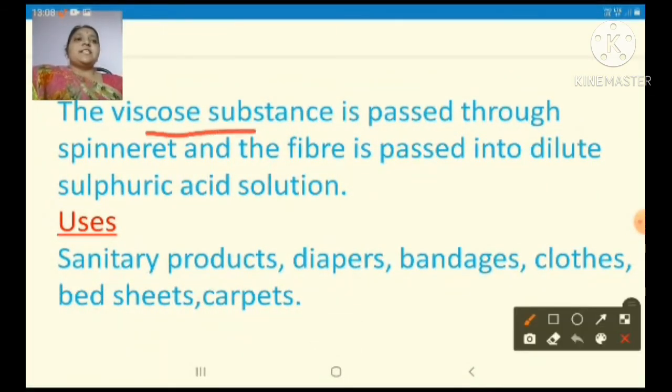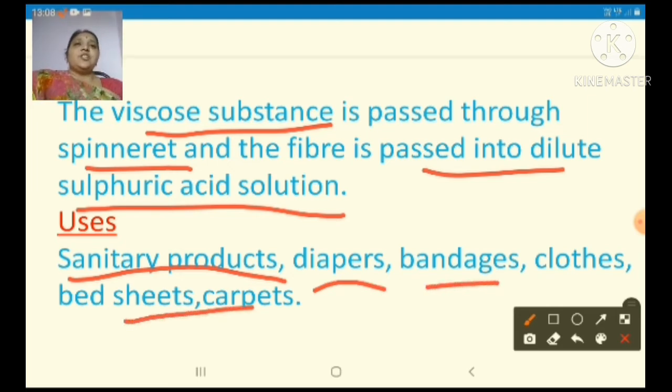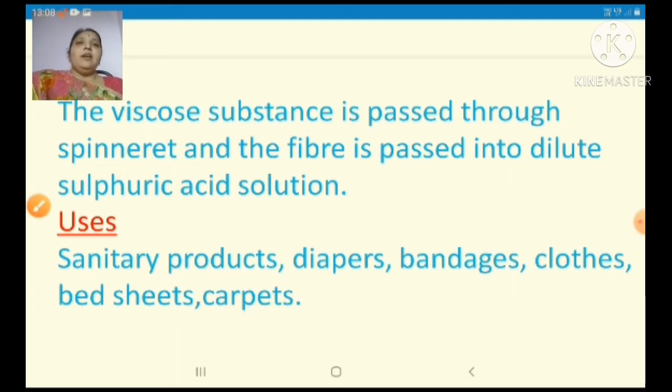After getting the viscous substance, it is passed through a spinneret and the fiber is passed into dilute sulfuric acid to soften the fiber. That is rayon fiber. What are the uses of rayon fiber? Sanitary products, diapers, bandages, clothes, bed sheets and carpets. These are all made from the rayon fiber.